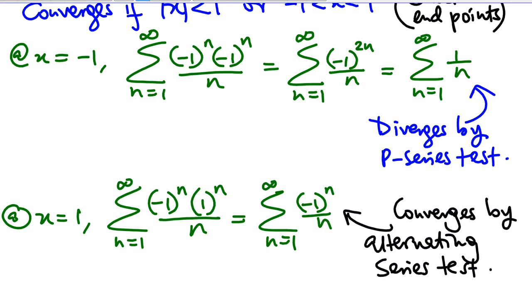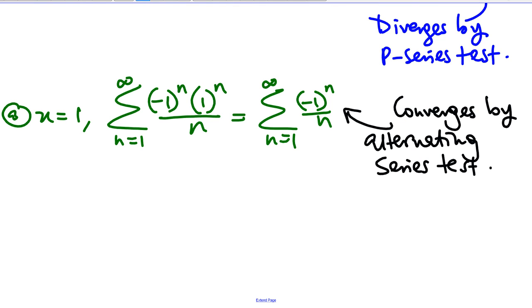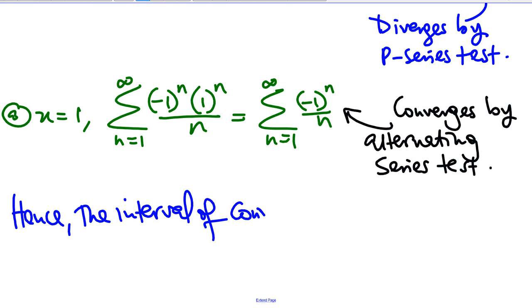So after checking the endpoints, we can write our conclusion that the interval of convergence is from negative 1 to 1, including 1, right?